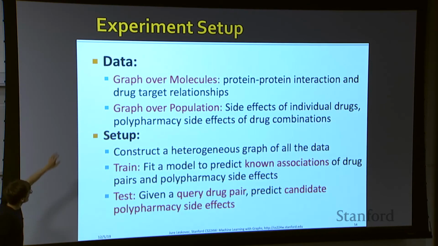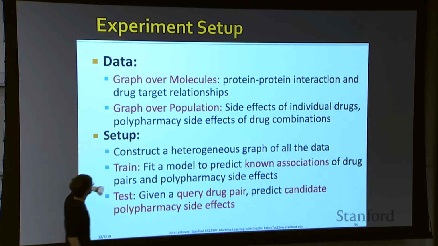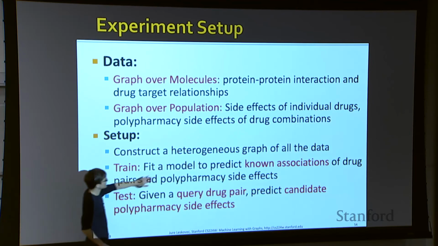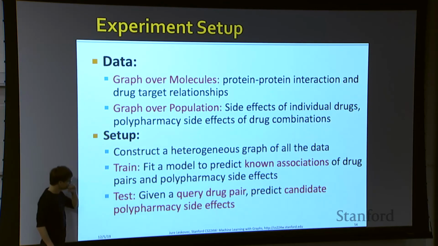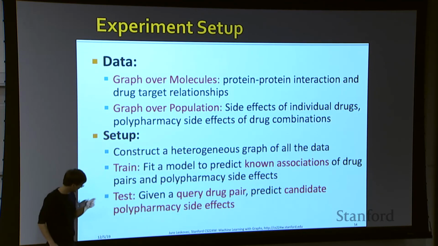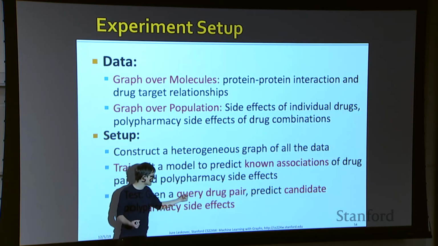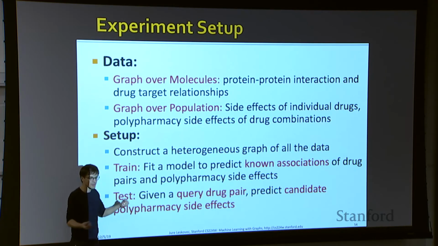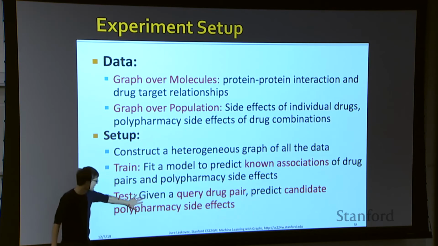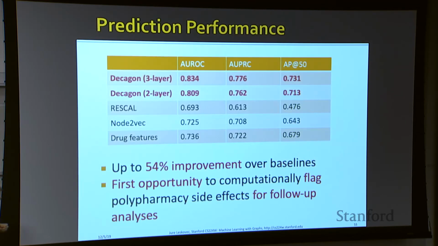So we will have a protein-protein interaction network and drug-target relationships. And then we'll also have the side effects between different drugs. We will construct a heterogeneous graph out of this data. We will train the model to predict known side effects between drugs. And at test time, given a pair of drugs, we want to predict what side effects they may cause. And we will use some set of known side effects to train and some other set of known side effects to test. So now the question is, how well are we able to do this?